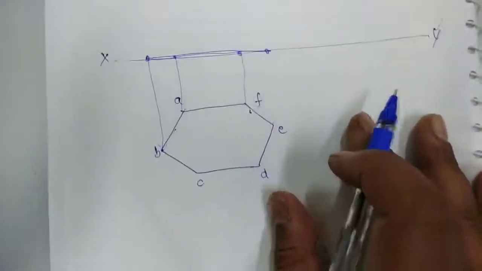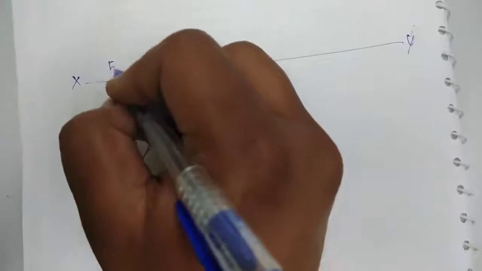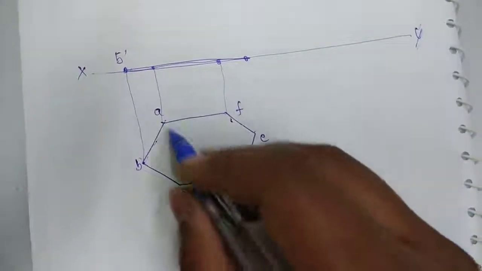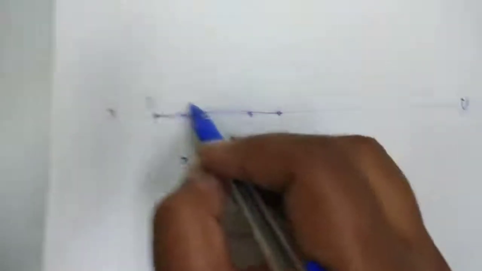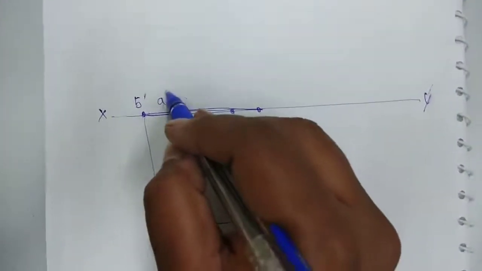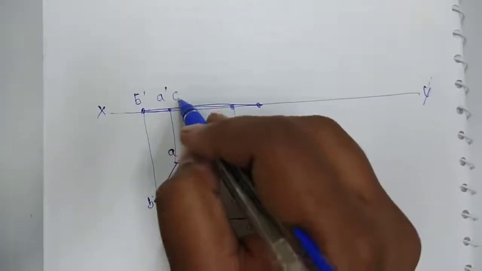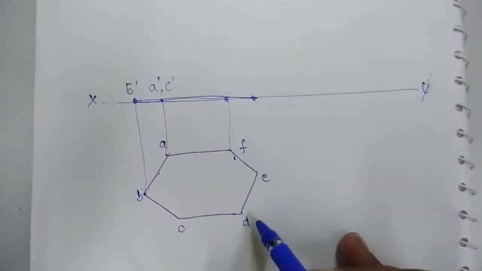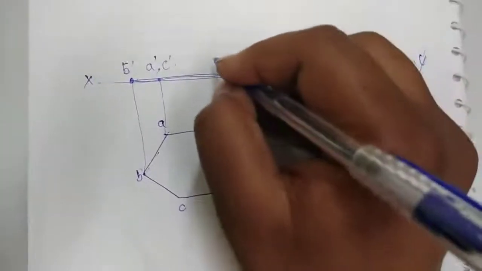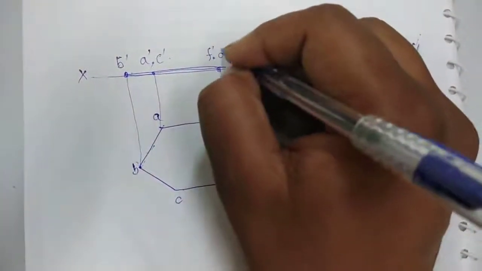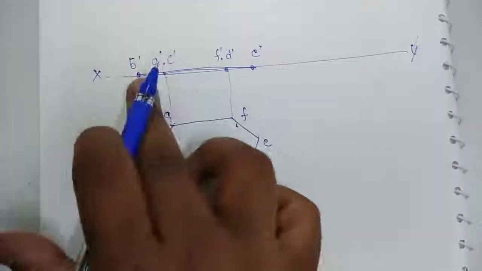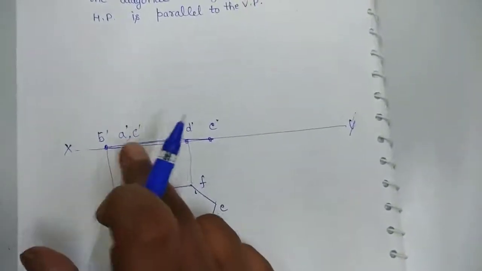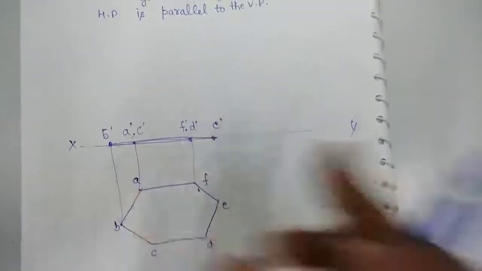We can name it, this is B dash. A and C both will be overlapping each other. So this is A dash and C dash. Likewise this will be F dash and D dash. And this is E dash. So we are having a line with length. We can measure the length of B dash, A dash, C dash, F dash, D dash and E dash.